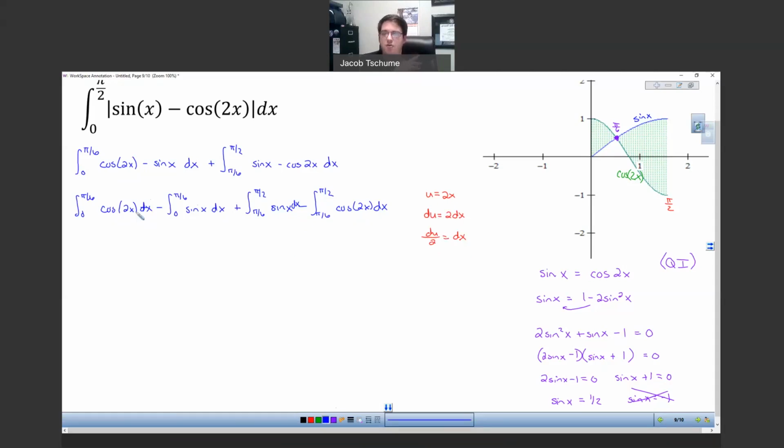Now, on both the first and the fourth integral, you will have to also change your parameters by plugging them in for x and changing them throughout. So on the first parameters, if I plug in 0, 2 times 0 is 0, and 2 times pi over 6 is pi over 3. And this would be the cosine of u times du over 2. Minus the second and third integral we're not going to touch because we know how to integrate those.